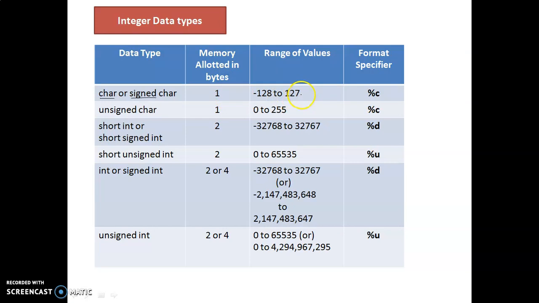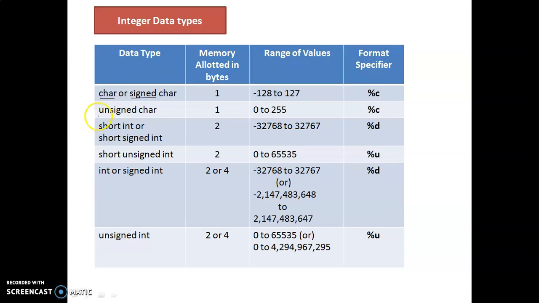And the range of values it supports is -128 to +127. That means signed here allows negative values as well as positive values. So the minimum value we can give here is -128, and the maximum value we can give here is 127. The format specifier used for printing a character value or a signed character value is %c. At this point, remember all these format specifiers. In later videos, we see how to use them to print values.